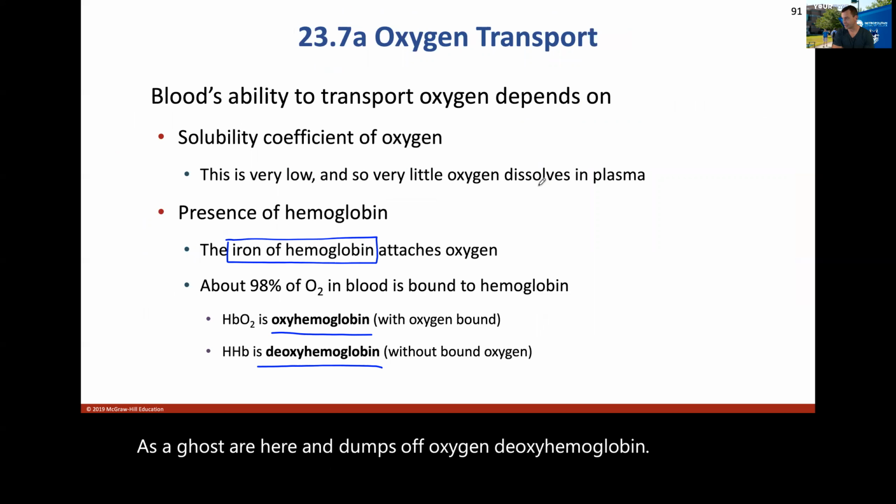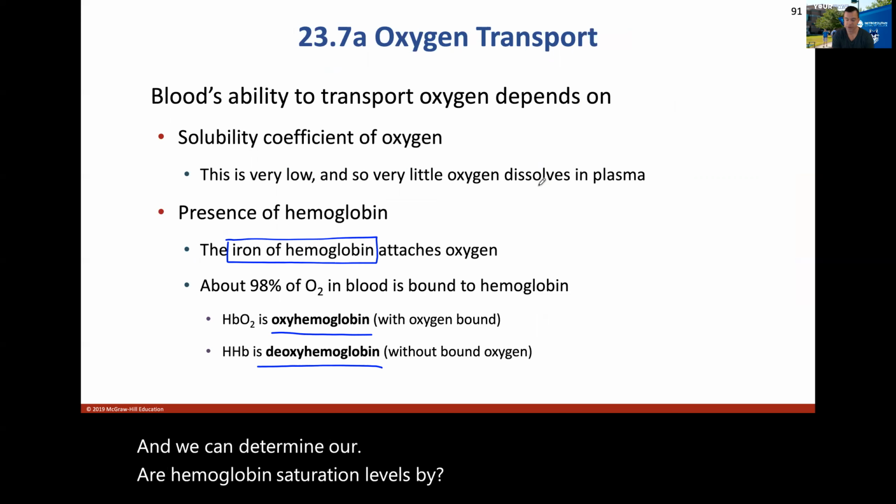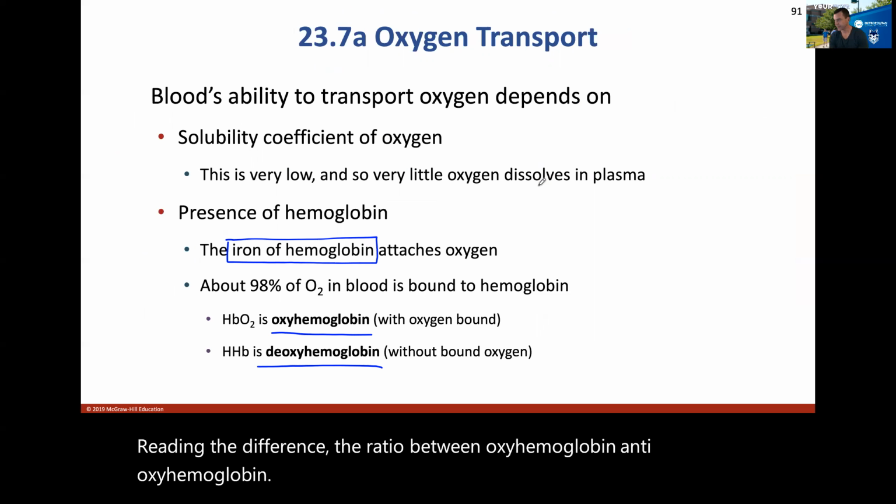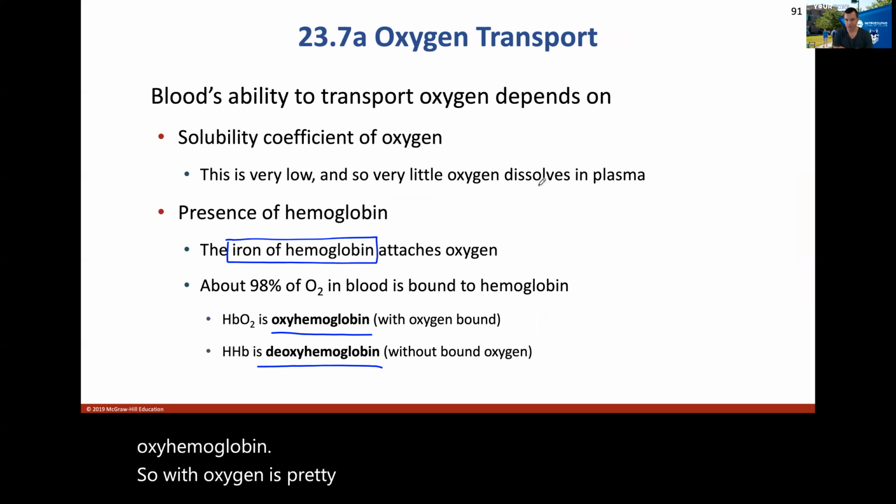And we can determine our hemoglobin saturation levels by reading the difference, the ratio between oxyhemoglobin and deoxyhemoglobin. So with oxygen, it's pretty straightforward. It just winds up on the red blood cell, specifically the iron of hemoglobin.